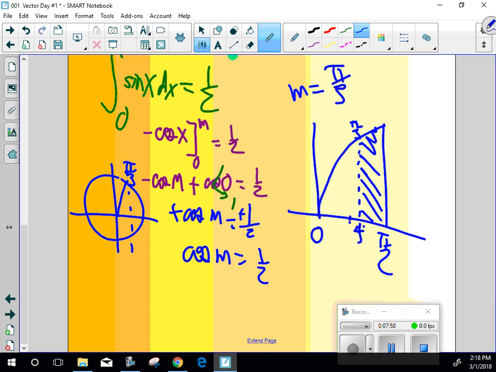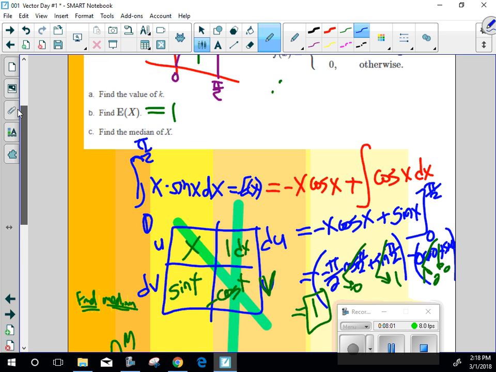Turn to your neighbor and see if you can explain how you set up the integral for finding the expected value and median real quick. Go.